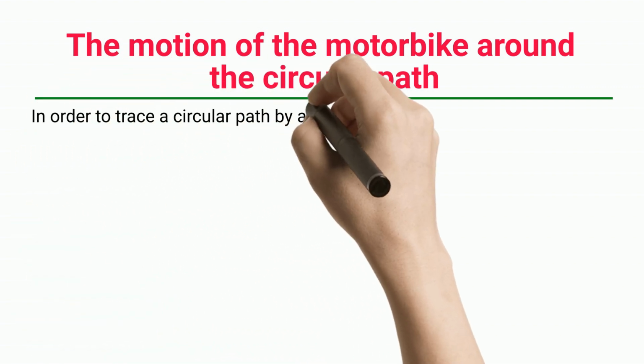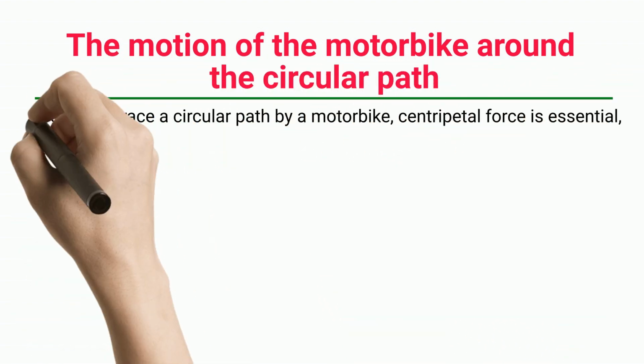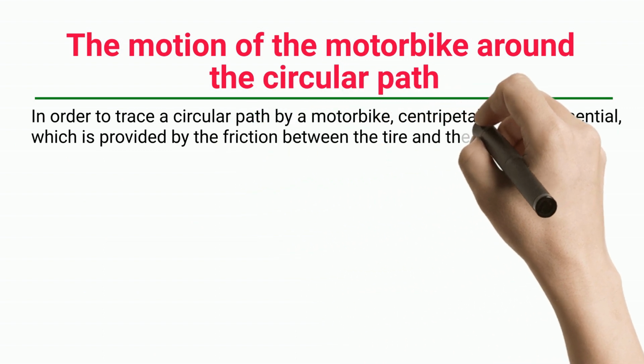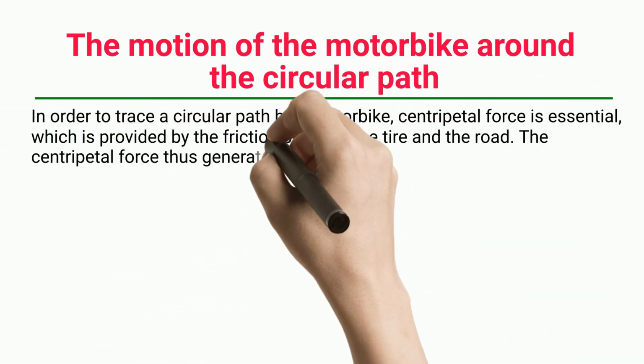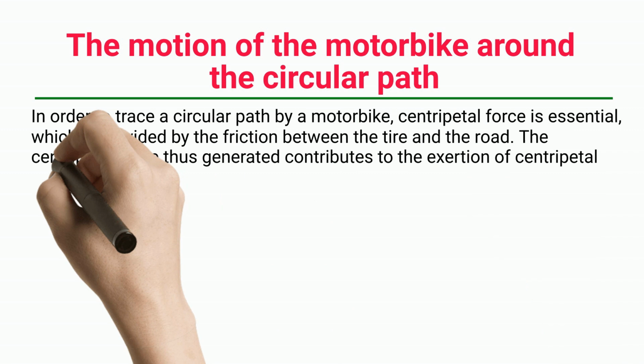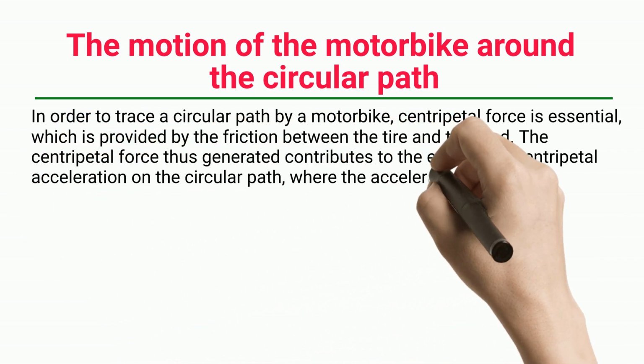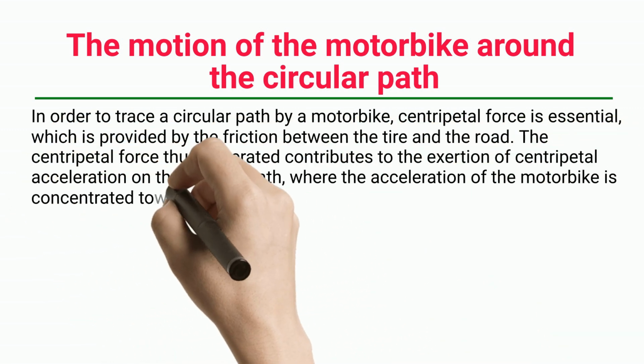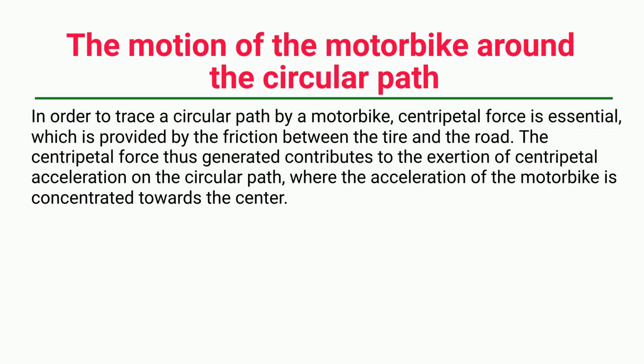The motion of the motorbike around the circular path. In order to trace a circular path, a motorbike needs centripetal force, which is provided by the friction between the tire and the road. The centripetal force thus generated contributes to the exertion of centripetal acceleration on the circular path, where the acceleration of the motorbike is concentrated towards the center.